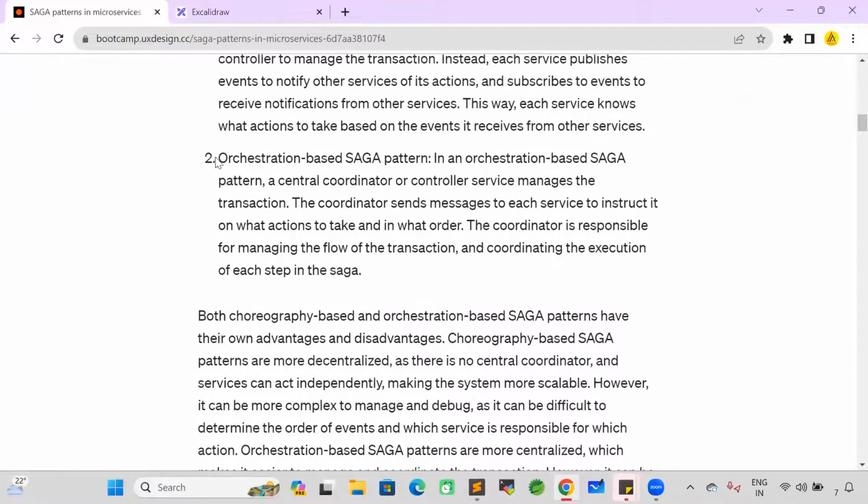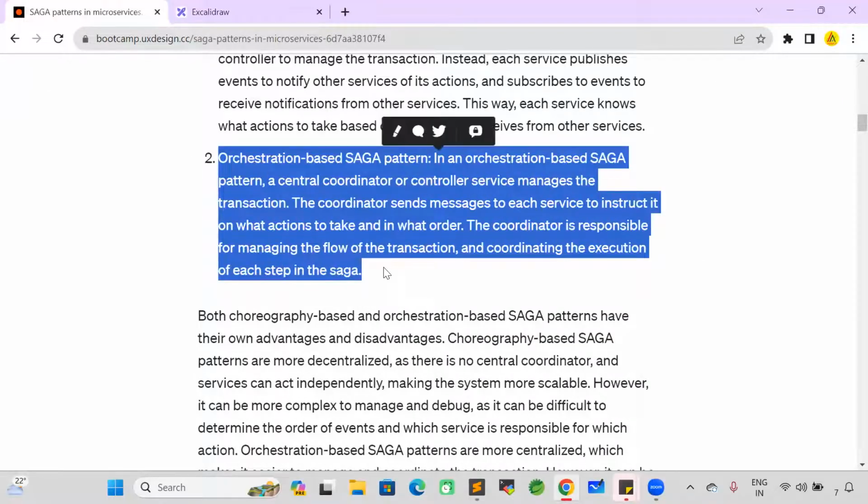Then what about orchestration based SAGA? In the orchestration based SAGA pattern, a central coordinator or controller service manages the transaction. That means a queue will not be available. There will be a separate microservice which will decide what to do next. What is the flow of execution will be decided by another service. That is called the command service, coordinator service, or controller service.